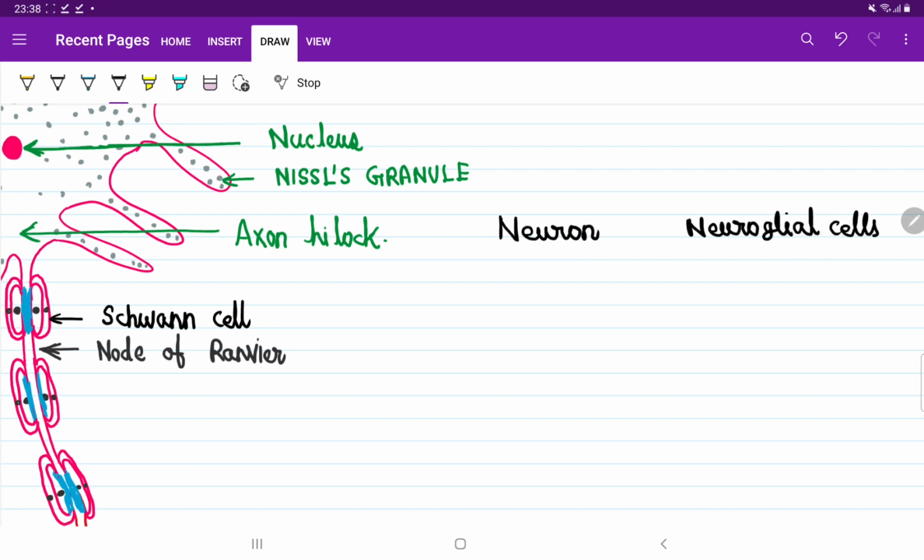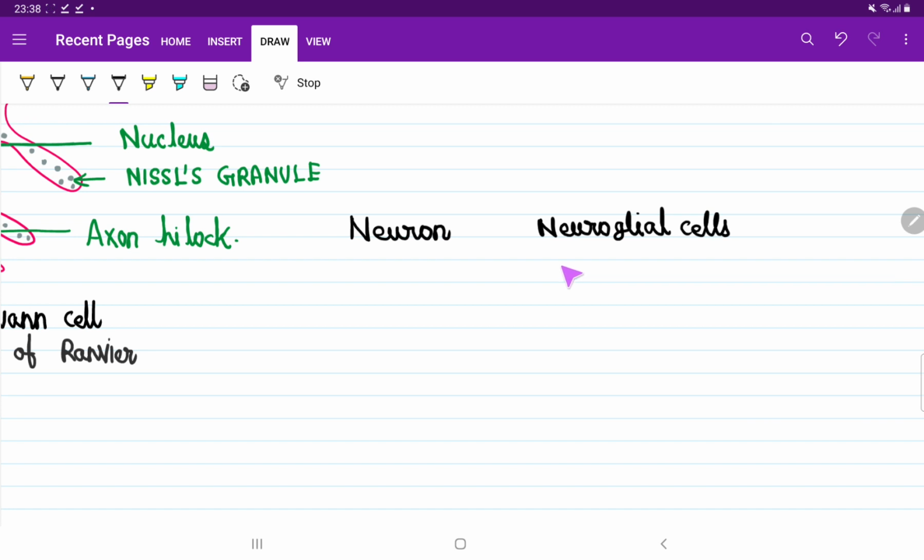Neuroglial cells make up more than 50% of the neural tissue, and they are a kind of cell that can divide. They support neurons. Now, what is a neuron? The neuron is the structural and functional unit of the neural system.